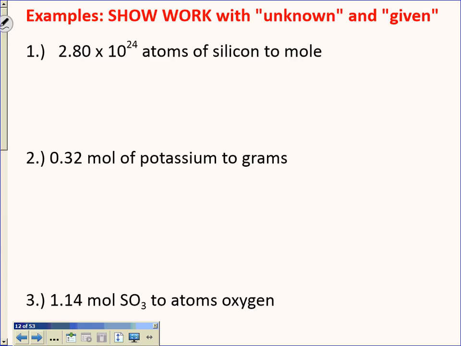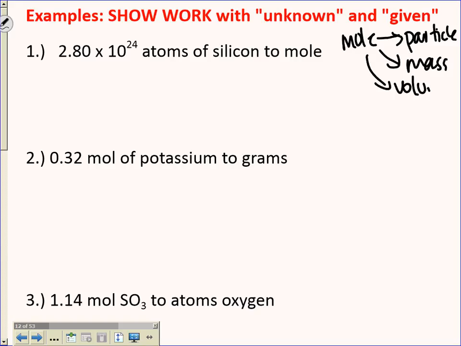So now that you know the 3 approaches, the first one is mole relates to particles. What's the second one? The mole relates to mass, and the mole relates to volume. This is really your only 3 approaches that you will take to do your stoichiometry, which we call stoichiometry, but it's just chemistry math. So let's look at a couple examples together.